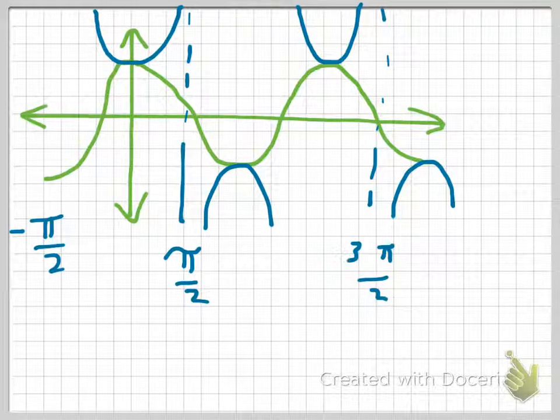What happens to the left of pi halves? What does the graph do? Shoots up to infinity. How about to the right? Shoots down. So let's jump over to 3 pi halves. What happens to the left? Shoots up. To the right? Shoots down, right? So we can trust that this is going to happen every time, right?